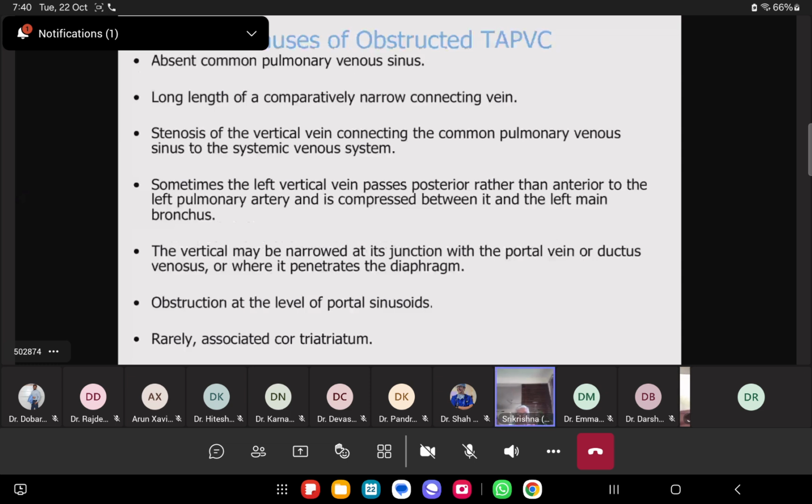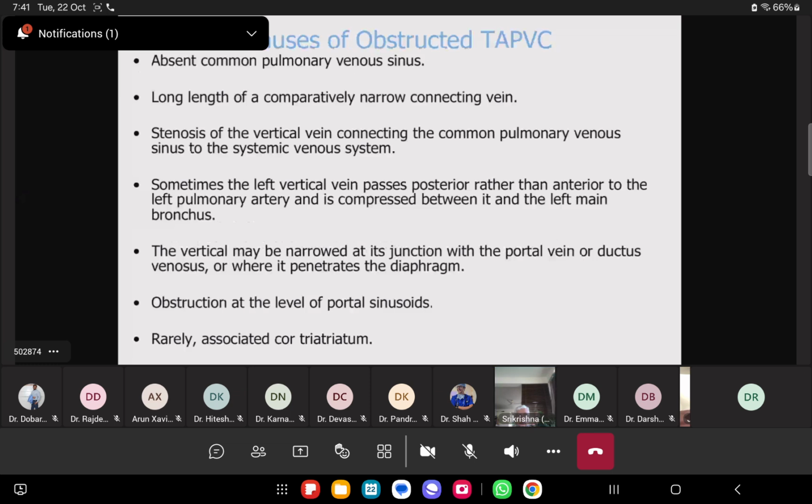The causes of obstructive TAPVC can be intrinsic and extrinsic. The intrinsic causes include the absent common pulmonary venous sinus, the long length of comparatively narrow connecting vein, and stenosis of the vertical vein connecting the pulmonary venous sinus to the systemic venous system. Sometimes the left vertical vein passes posterior rather than anterior to the left pulmonary artery and is compressed between it and the left main bronchus.